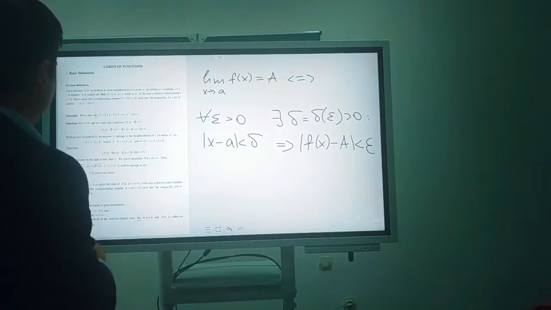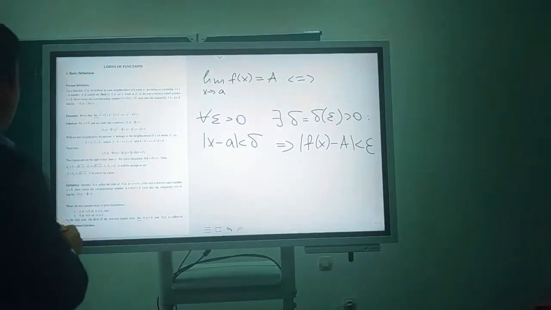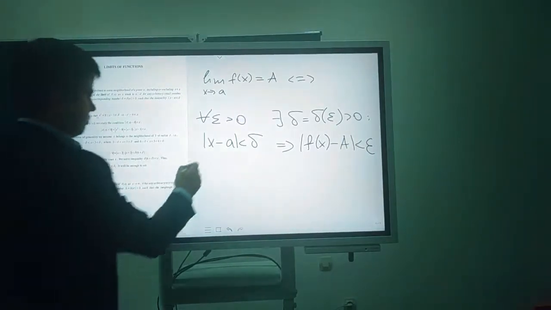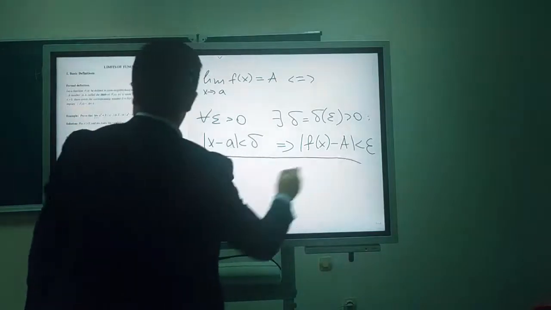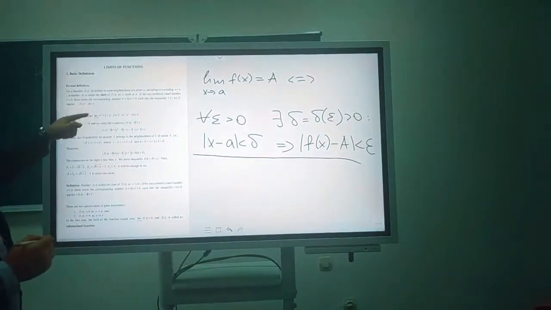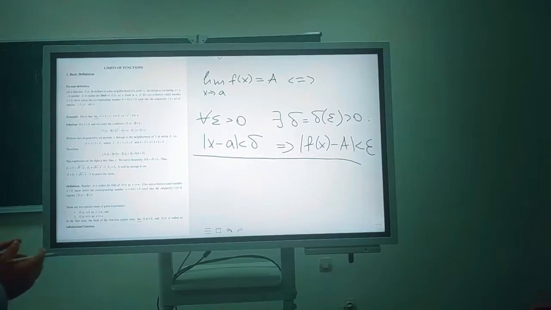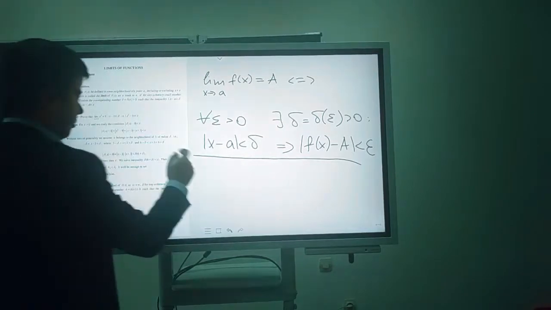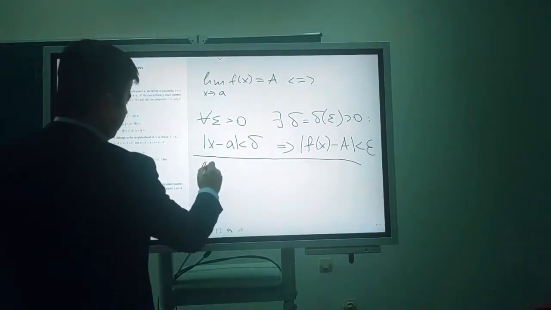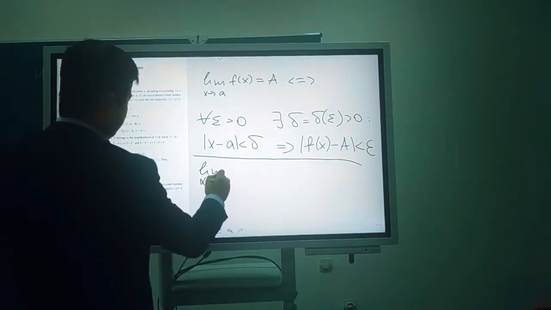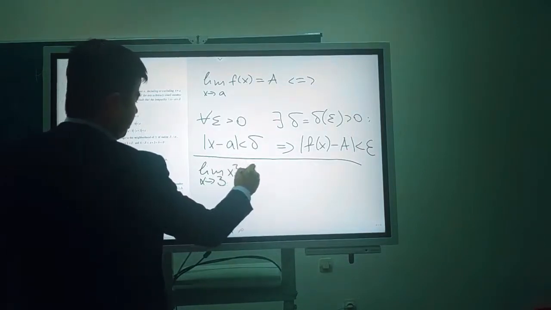Now, an example. Prove that, the first one, limit as x tends to 3 of x squared is 9. How can we prove this limit? So, limit as x tends to 3 of x squared is 9.